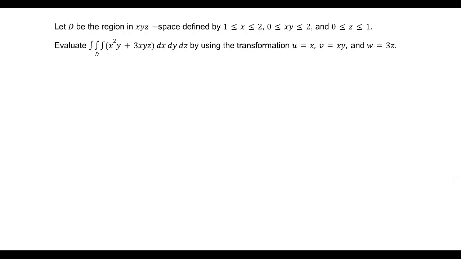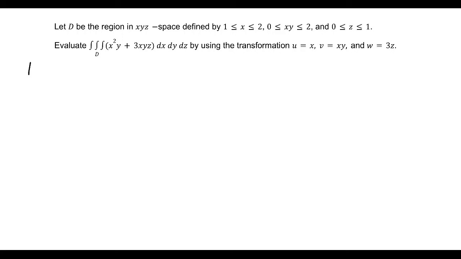Let D be the region in xyz space defined by 1 ≤ x ≤ 2, 0 ≤ xy ≤ 2, and 0 ≤ z ≤ 1. Evaluate the triple integral over the region D with respect to z, then y, then x, of the function x squared y plus 3xyz by using the transformation u equals x, v equals xy, and w equals 3z.